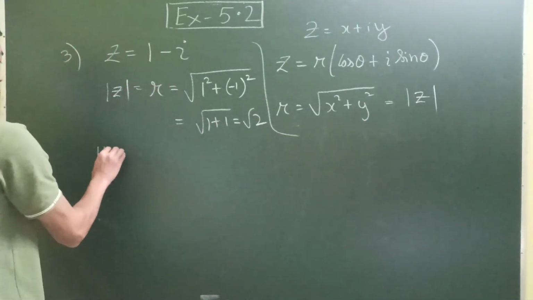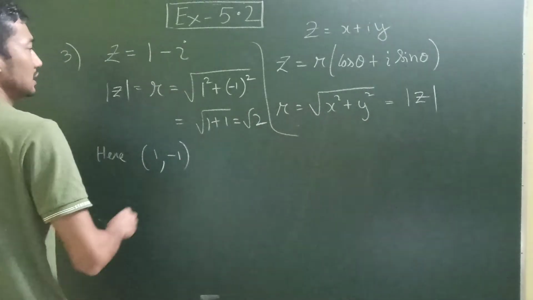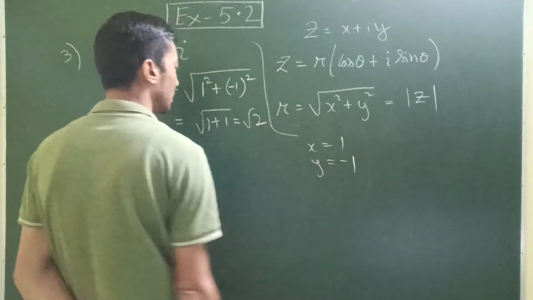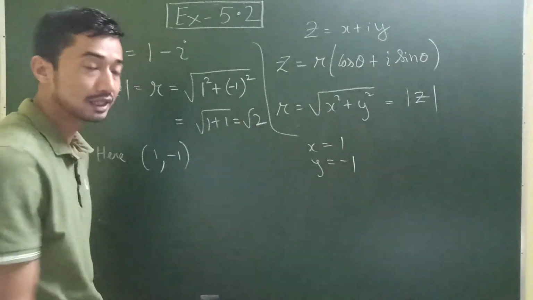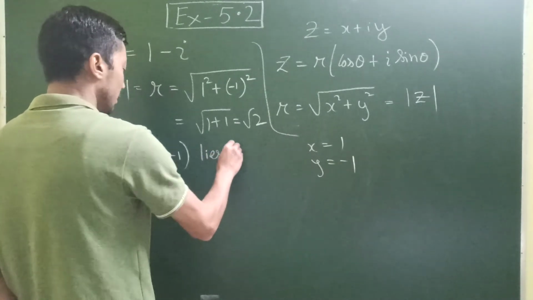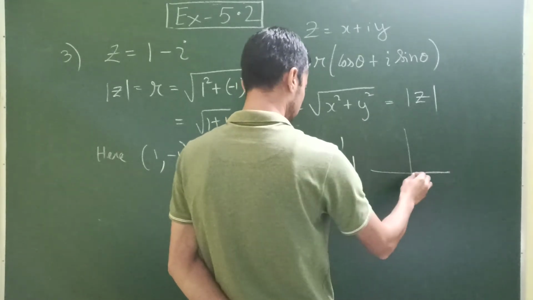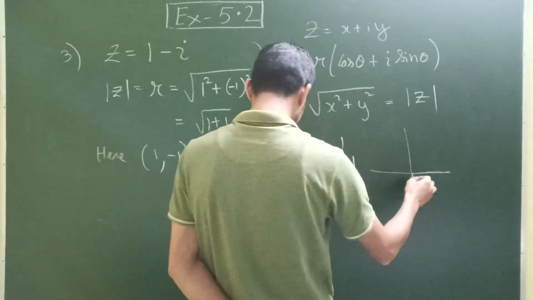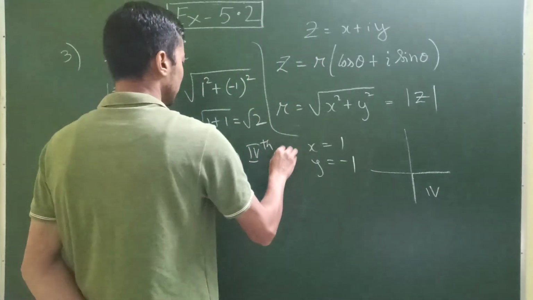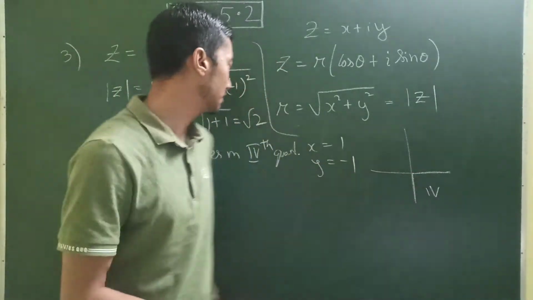Then here, what are the polar coordinates? Plus 1, minus 1, isn't it? Because the real part is 1 and the imaginary part is minus 1. So in the polar coordinate, that is in the Argand plane, the coordinate will be 1 and minus 1. Which quadrant does it lie in? Plus 1, minus 1 lies in the fourth quadrant, right? Plus, minus lies in the fourth quadrant.